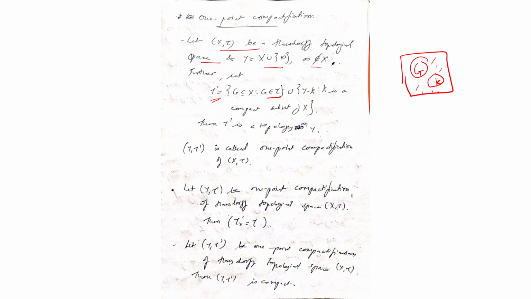So what we are doing here is we were having a topological space (X, tau). Now we have included a point, that is infinity, in X, and we form Y.